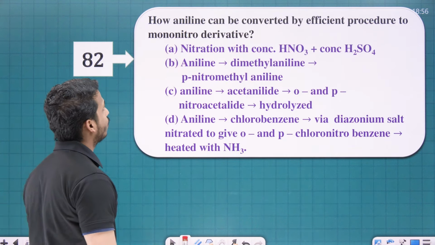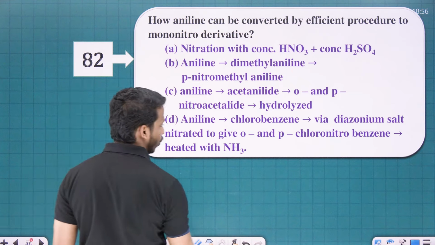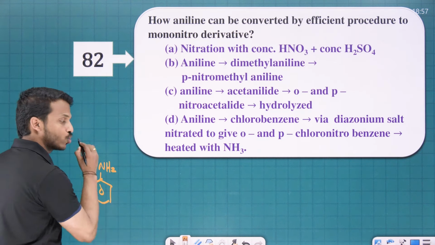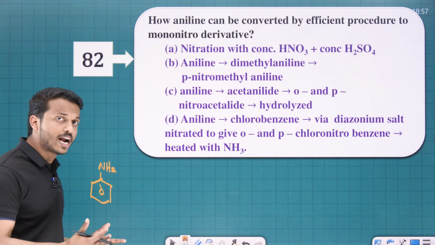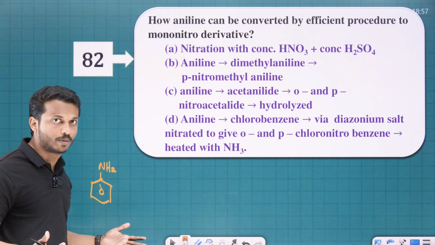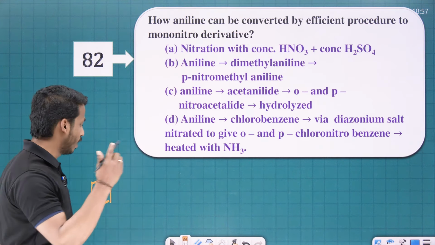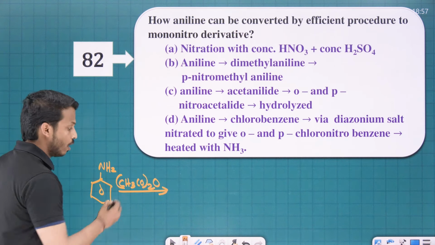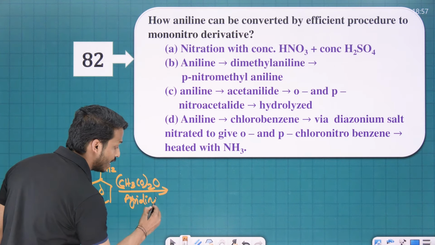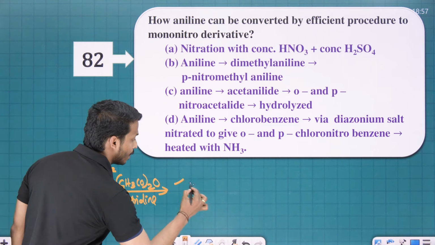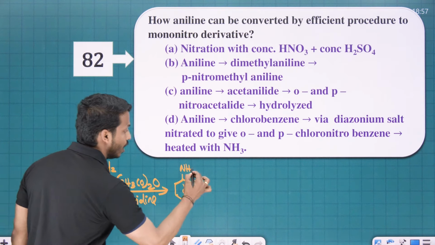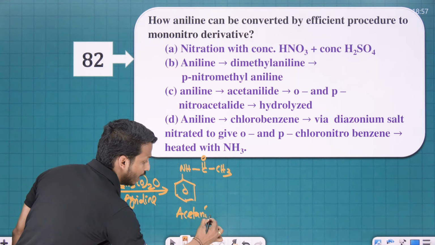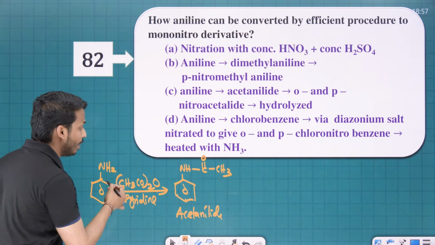Next, how can aniline be converted by an efficient procedure to a mononitro derivative? We studied the procedure. Aniline is a very strong ortho-para directing group, so we want to make it weak first. If you directly nitrate, we studied that para, meta, ortho all of them form. We want mononitro, meaning only one nitro. First, we will protect the NH2 group by the process called acetylation. During acetylation, we use pyridine, a base used to neutralize the acid byproduct. When aniline undergoes acetylation, we get NHCOCH3, acetanilide. During acetylation, amines are converted to amide.